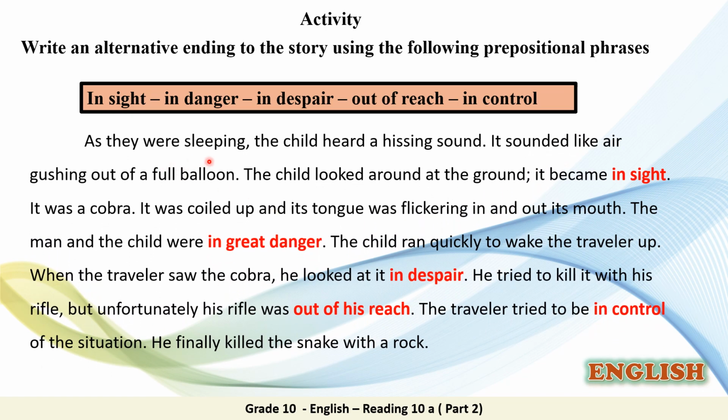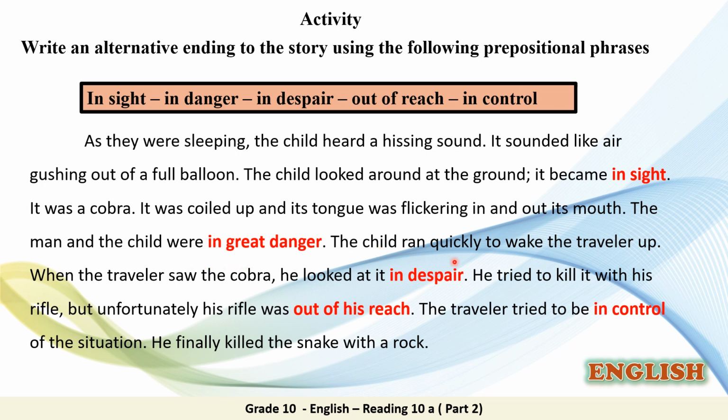As they were sleeping, the child heard a hissing sound. It sounded like air gushing out of a full balloon. The child looked around at the ground. It became in sight. It was a cobra. It was coiled up and its tongue was flickering in and out of its mouth. The man and the child were in great danger.